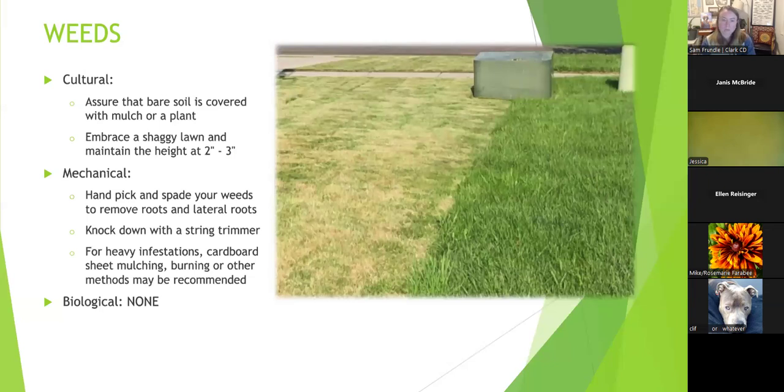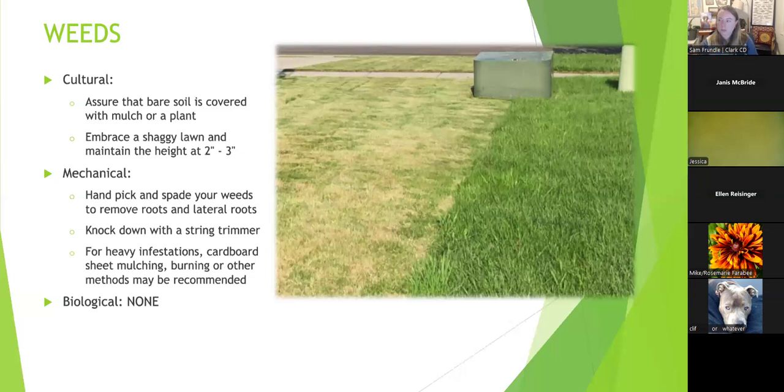We want to make sure that bare soil is never exposed. I'm so fastidious about this over at the farm. Someone will pick a weed, and then the whole root comes up, and now you've got all this disturbed dirt. It's just going to happen that another weed is going to come there unless you cover it. So either put another plant there or cover it with some kind of mulch, because soil plus our environment equals weeds.